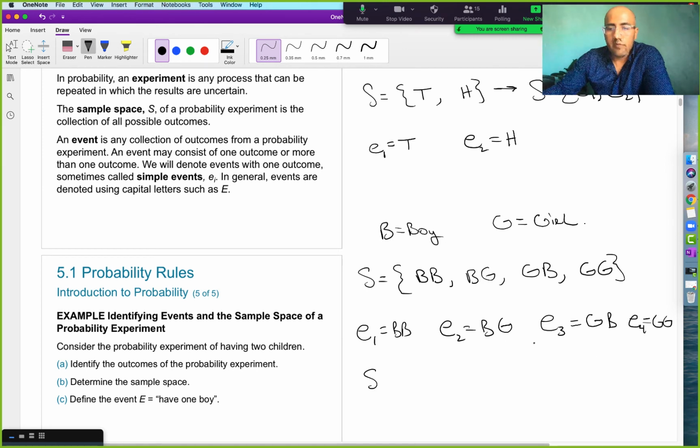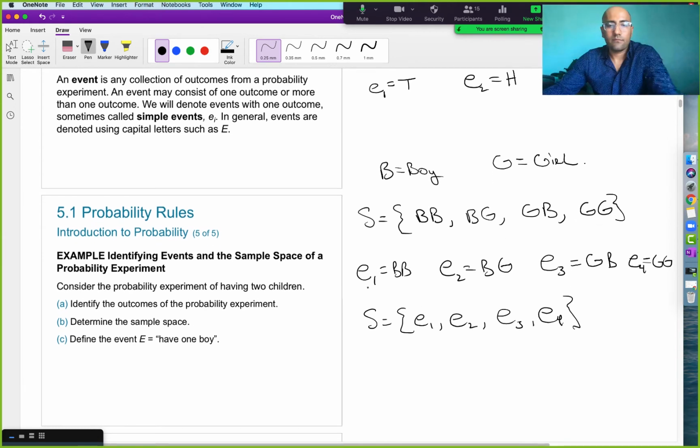So our sample space defined this way can also be written as E sub 1 comma E sub 2 comma E sub 3 comma E sub 4. Right, so these are simple events. Identify the outcomes of the probability experiment, okay? Determine the sample space. So we've done that already, right? So these are the possible outcomes in here. So that's the answer to part A, and part B is S equals this, so we can either write it this way or this way, right? I think just kind of formatting it to this, I would say that this is the answer to part A. Identify the outcomes of the experiment, and either this or this, either one of them can be thought of as the answer to part B, determine the sample space.